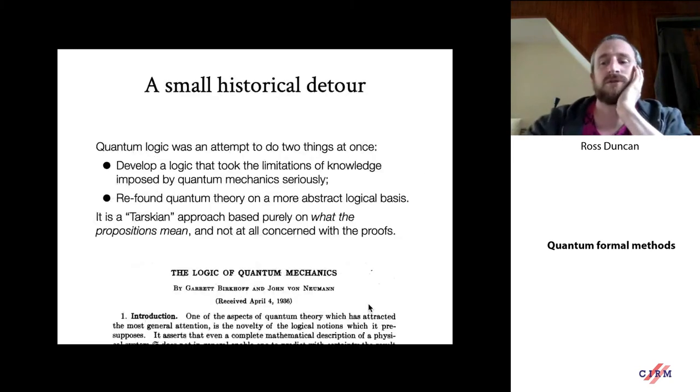So the original quantum logic from Birkhoff and von Neumann was trying to take seriously the limitations of knowledge that we get from quantum mechanics, the strange feature of complementarity, of different observables not being defined at the same time, and also to try to give a more logical basis to build quantum theory on. And their logic doesn't really have proofs. It's what Girard would call a Tarskian logic, and it's based on propositions, and there are no proofs.